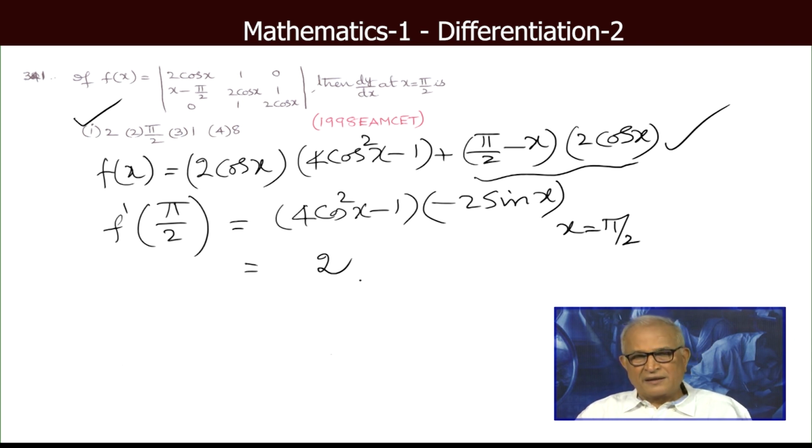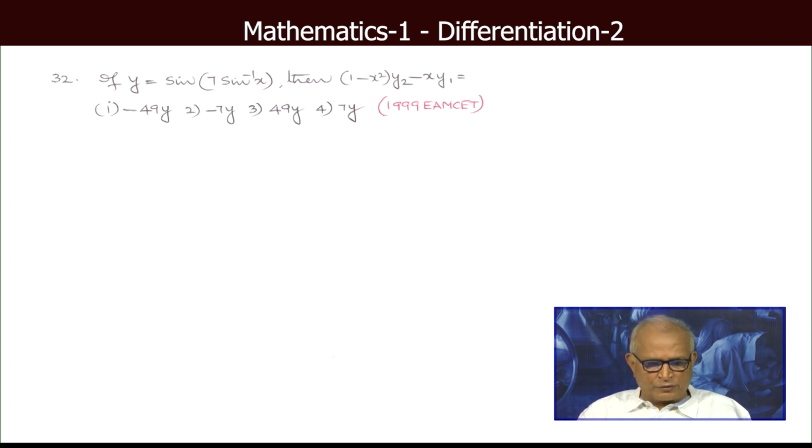I hope you follow. That's how you can reduce the calculation and also save the time. Okay, next 32. y equal to sin of 7 times arc sin x. Then what is 1 minus x square into y2 minus x y1?